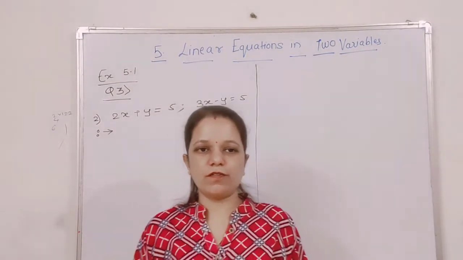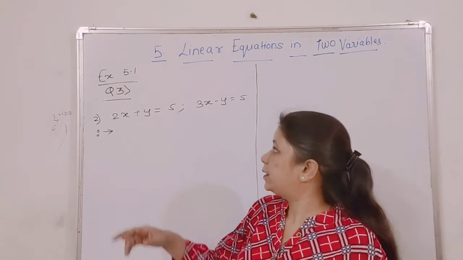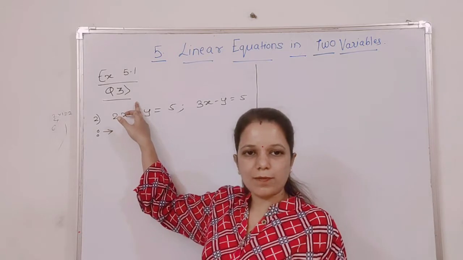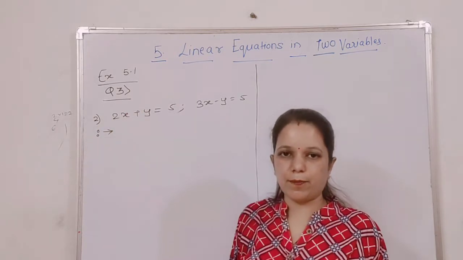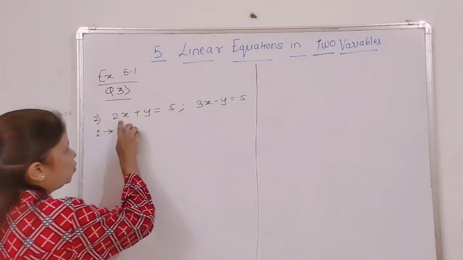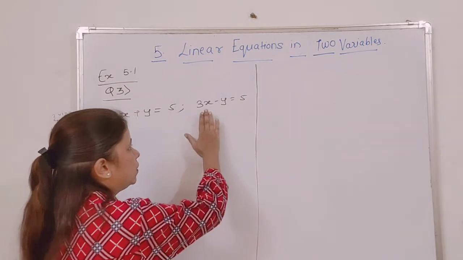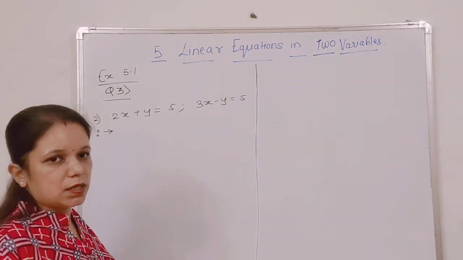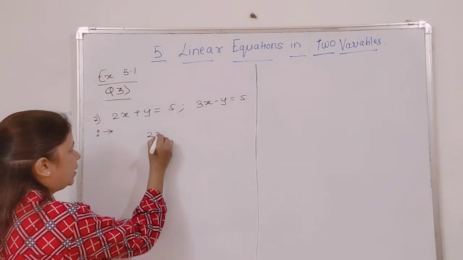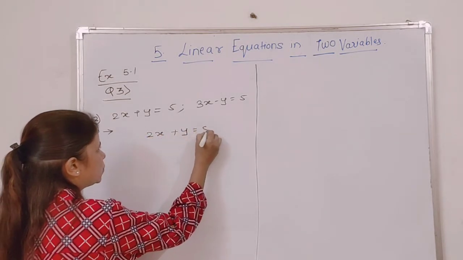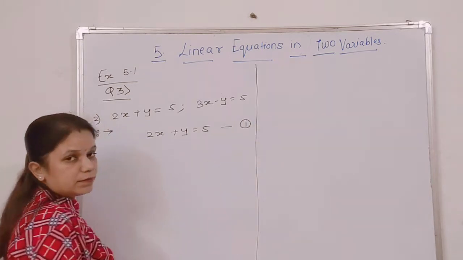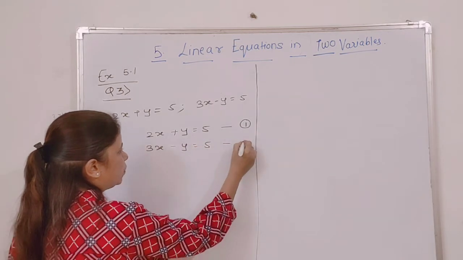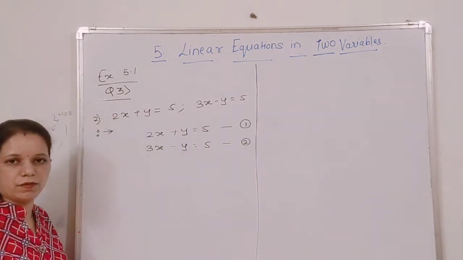Now we will solve one more example for practice. It is exercise 5.1 question 3. From that third question, we are solving the second example. The equations are 2x plus y equal to 5, 3x minus y equal to 5. So, we will quickly first write the given equations and number them. So, 2x plus y equal to 5, equation 1. 3x minus y equal to 5, equation 2. We have numbered the given equations.